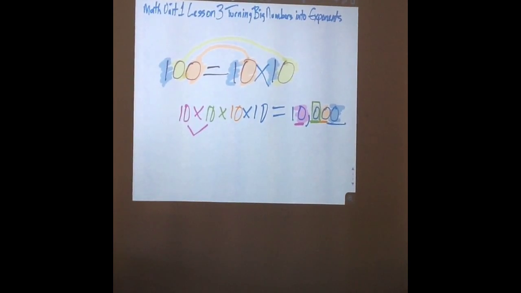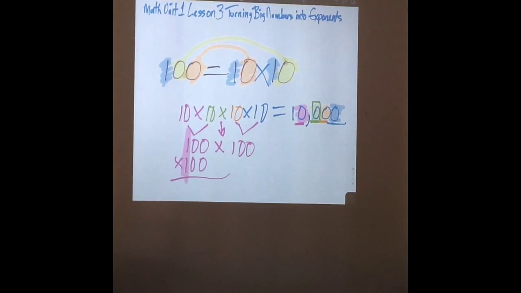10 times 10 we already know is what? 100. And I'm going to bring this multiplication sign down. And 10 times 10 here is 100. So now I'm going to multiply 100 times 100, right? Because isn't that what this problem is? It's multiplying 100 times 100.